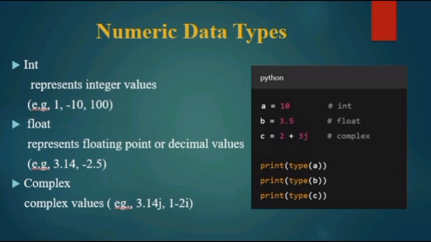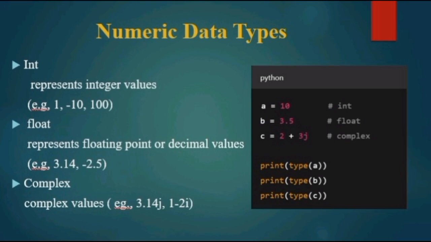Coming to the numeric data types, in Python, numeric data types are used to store different kinds of numbers. The first type is int, which stands for integers. These are whole numbers with no decimal points like 1, -10 or 100. You use them when you need to count or do basic math without fractions.